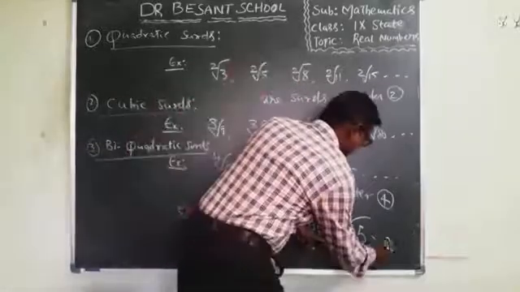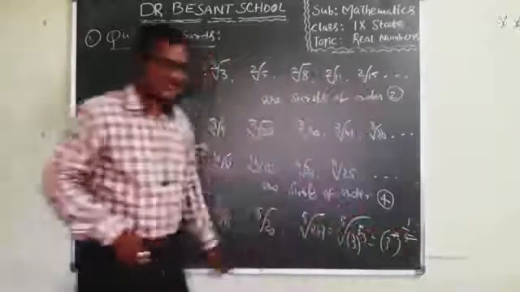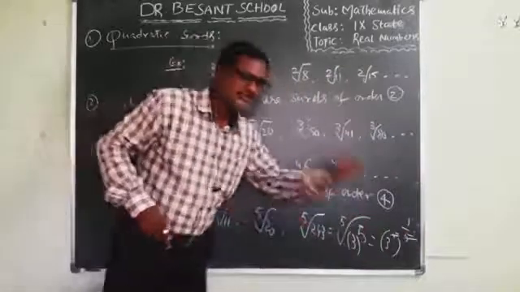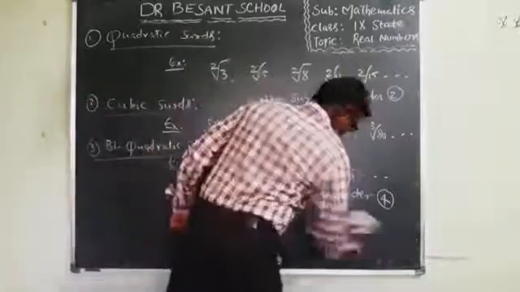So this is 3 power 5. Fifth root means power 1 by 5. 5 and 5 cancel. 3 is a rational number. So the fifth root of 243 has value 3, which is a rational number, which is not a surd. So don't take fifth root of 243.